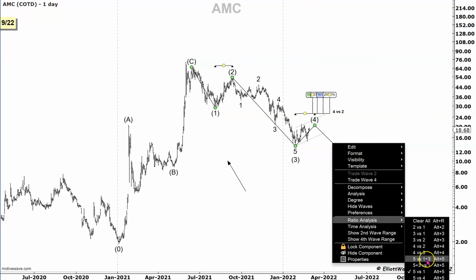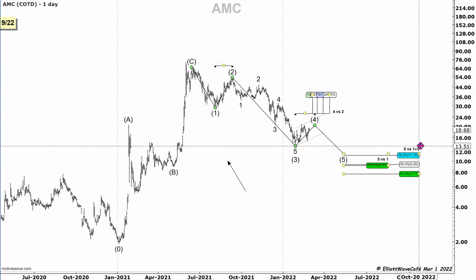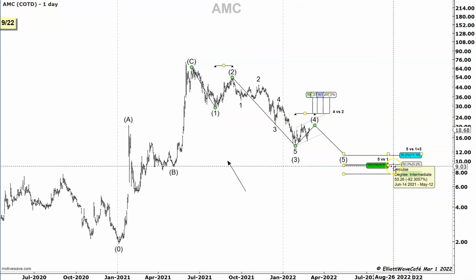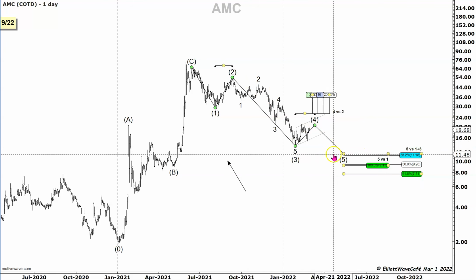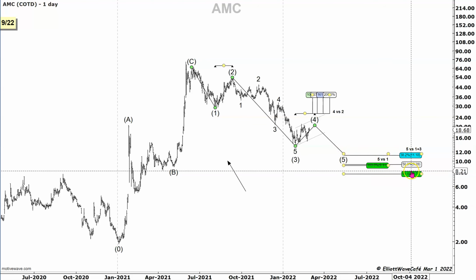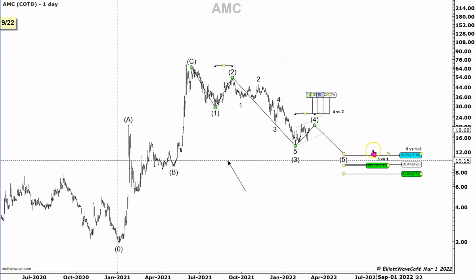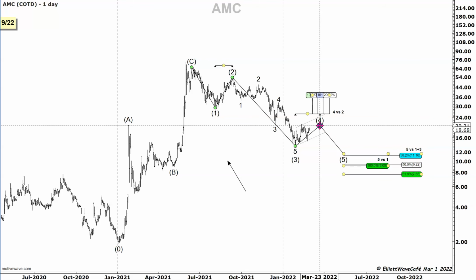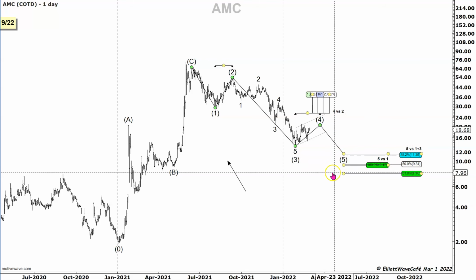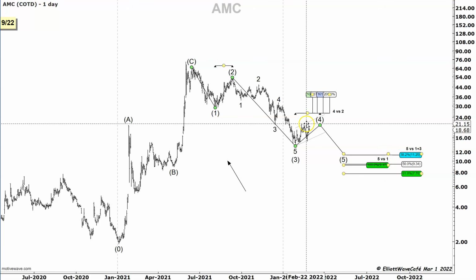So ratio 5 versus 1 plus 3, and I use a cluster of zones. So now on the decline here, AMC could come at the minimum here towards $11 on a 38%, and then $9 and then $7. So between $7 and $11, it's a good targeted area for a fifth wave decline, depending on where this fourth wave finishes, because depending on where you're placing it, right, these fibs are going to change. So I'm giving it the high that it is right now.